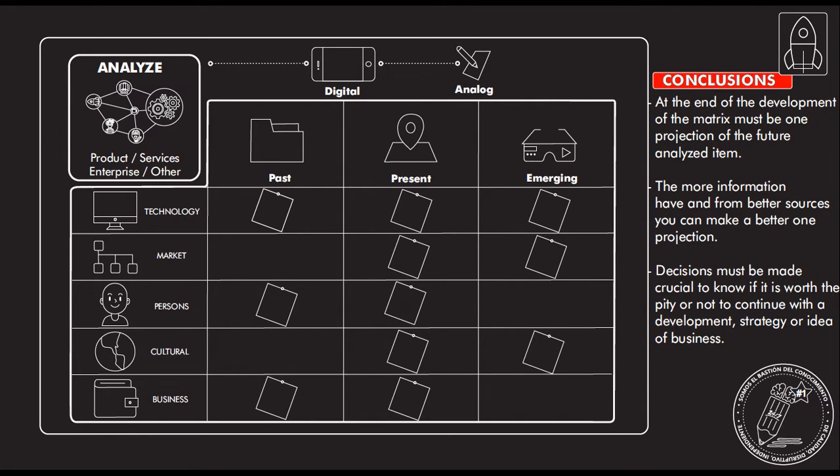As a conclusion, we can say that at the end of this development, the matrix must be a projection of the future analyzed. It's not 100% sure. I have to say that. I have to be very honest with all of you because the projection might be wrong. However, if I have enough information, it could help me to create something very focused. The more information I have from better sources, there is a stronger possibility to make a better projection.